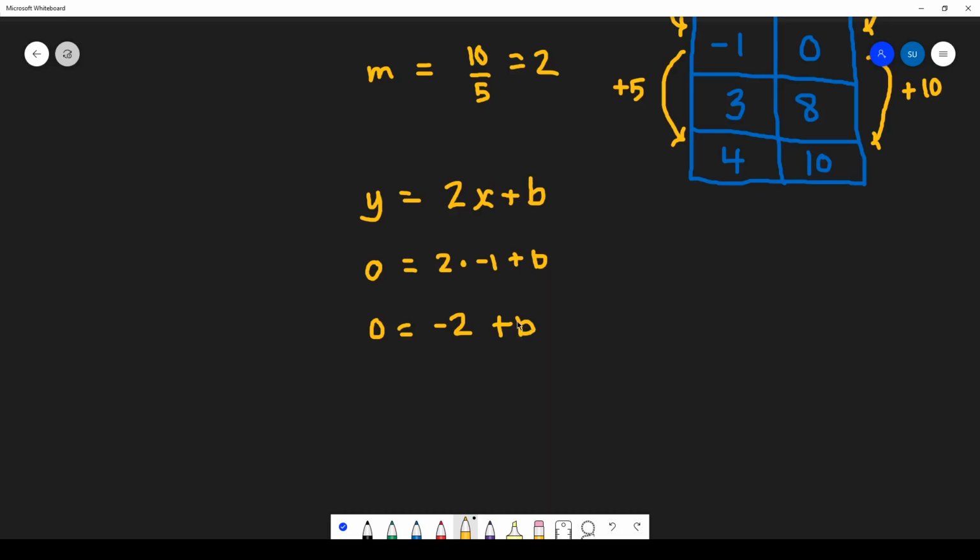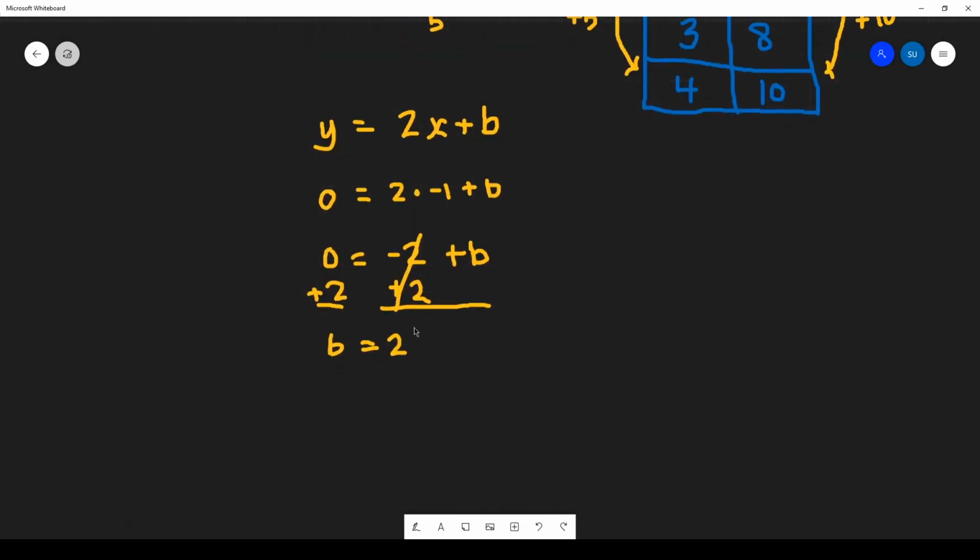And the final step is to isolate b. So we're going to add 2 on both sides. And after doing that, we get the answer b equals 2. I flipped them because it looks more aesthetically pleasing when the variable's on the left side. So the y-intercept in this case is going to be equal to 2.